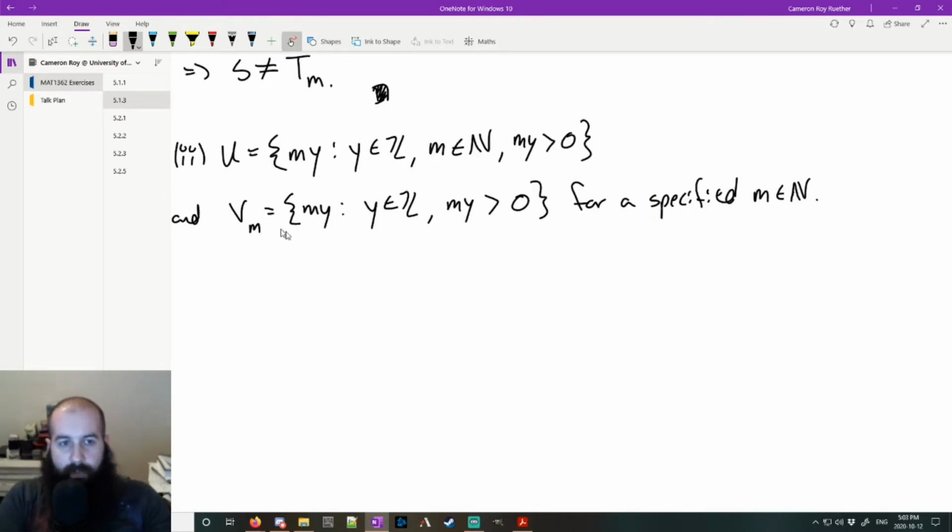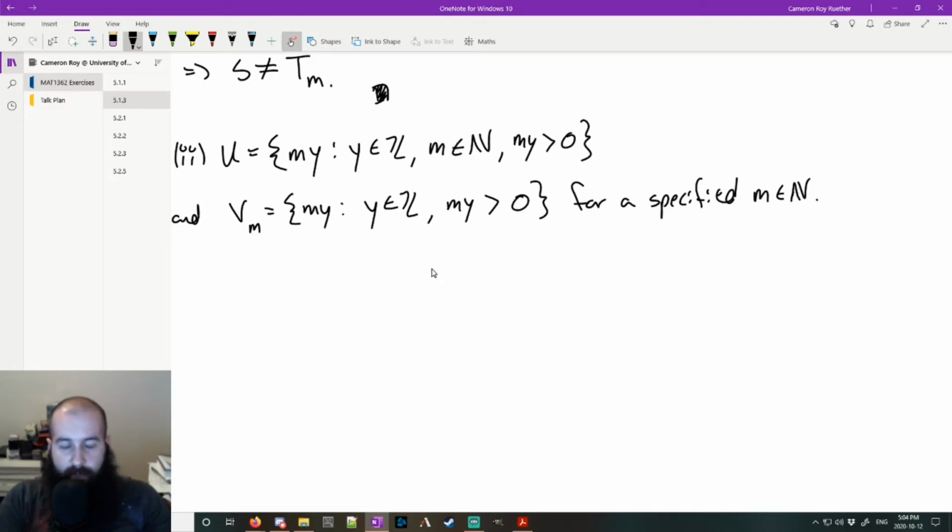Part 2 gives us the sets U and V sub m. The set U is all the products m times y, where y can be any integer, m can be any natural number, but m times y must be greater than 0. And V sub m is also products m times y, where y can range over the integers, m times y has to be greater than 0, but they're all with respect to a specified natural number m.